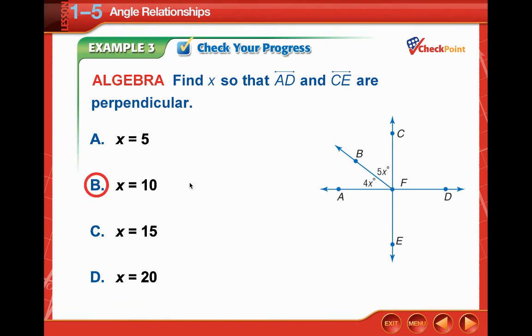All right, so AD and CE are perpendicular. AD is this line, CE is this line. They're perpendicular. That must mean that this is a right angle, this is a right angle, this is a right angle, and this is a right angle. So this right angle equals 90 degrees. This is 4x, so you do 4x plus 5x equals 9x. 9x equals 90, divide both sides by 9, and x equals 10.